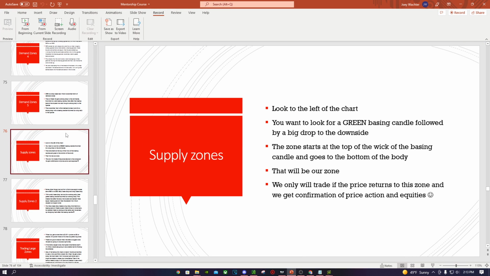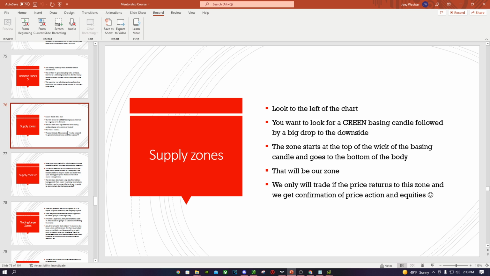So we're going over some supply zones now. Supply zones are basically the opposite of demand zones. We look to the left of the chart. You want to find a green basing candle followed by a big drop to the downside. The zone starts at the top of the wick of that basing candle and goes to the bottom of the body. And that's our zone. We usually only try to trade if the price returns to the zone and we get confirmation of price action and equities.